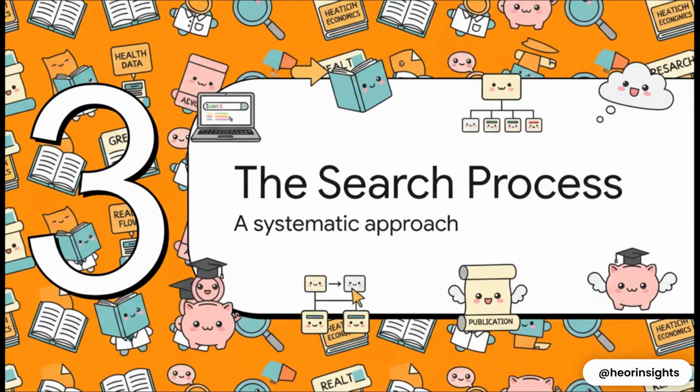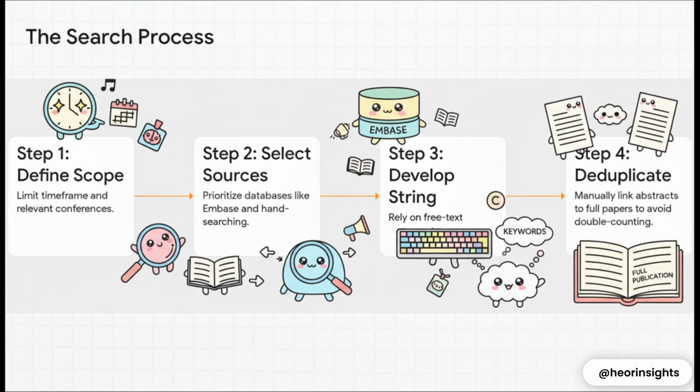Now we move from the what and why to the how. This section details a systematic and practical methodology for conducting a gray literature search for conference abstracts. A robust search follows 4 key steps. First, you must define the scope, limiting the time frame, often to the last 2 to 3 years, and identifying the most relevant conferences. Second, select your sources, prioritizing bibliographic databases like Embase, along with manual searches of conference websites.